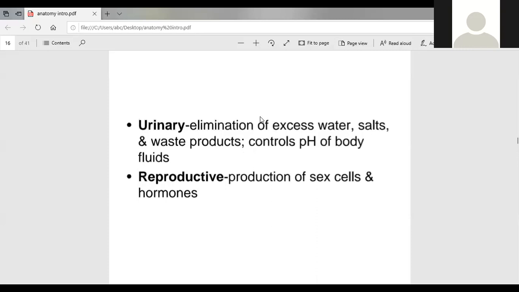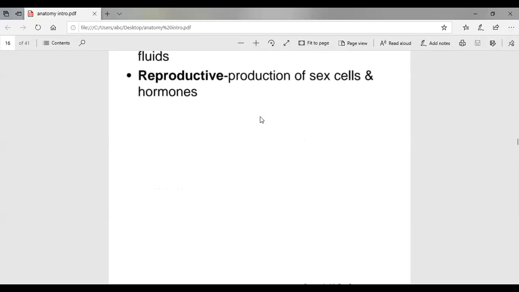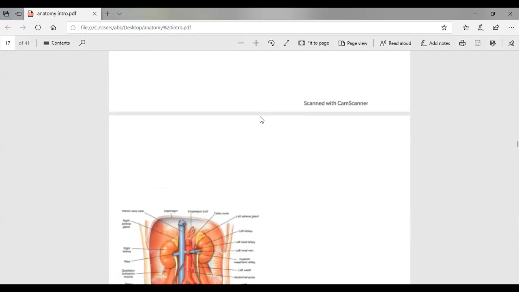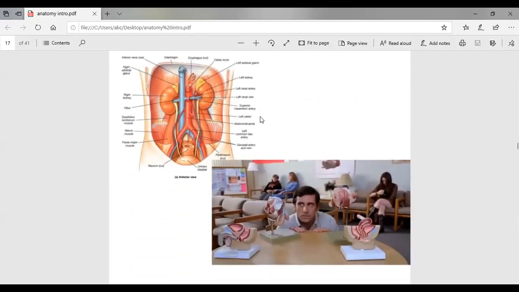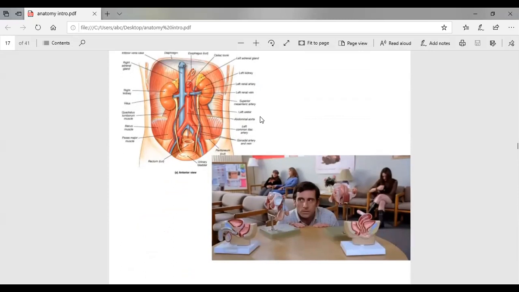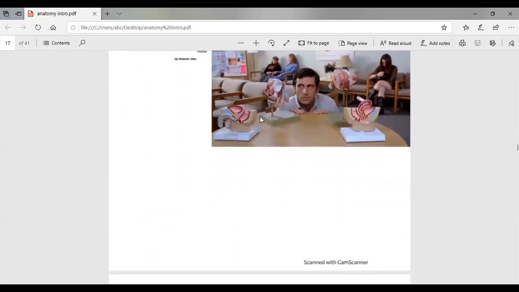Let's go ahead. So these were the basic 11 organ systems. You must be imagining that this guy has spoken so much about organ systems in so little time. So we will be elaborating on each organ system now, and I will be showing you various diagrams. Let's go ahead.